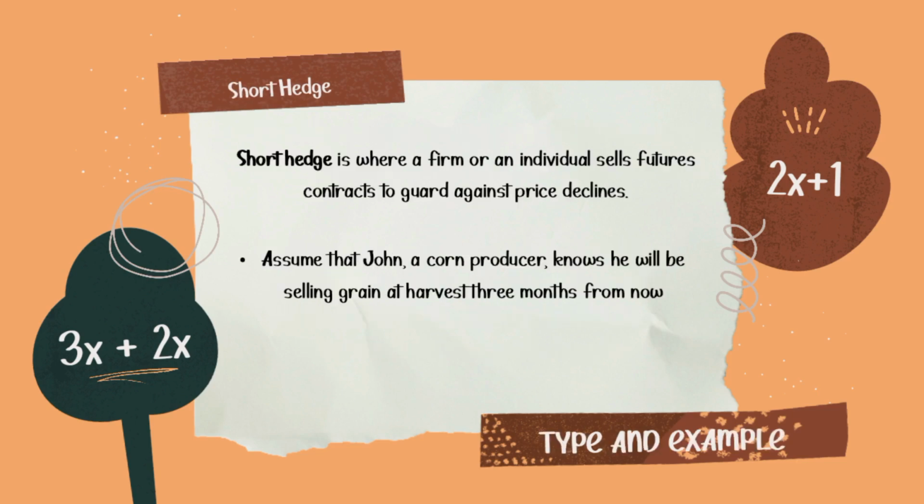So next, for the long hedge, we have short hedges, where a firm or an individual sells futures contracts to guard against price declines. In other words, a short hedge is an investment strategy used to protect against the risk of a declining asset price in the future. So we have an example. Assume that John, a corn producer, knows he will be selling grain at harvest 3 months from now.